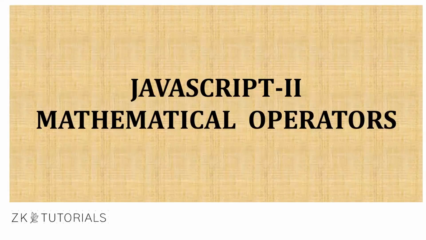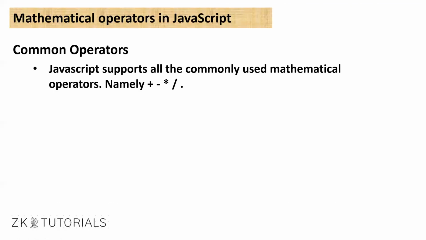Today's session is all about mathematical operators in JavaScript. So what are mathematical operators? In general mathematics, we have operators like plus, minus, divide, multiply, right? JavaScript supports all the commonly used mathematical operators, like plus, minus, multiply, and divide. The operators which you use in mathematics, the same operators JavaScript supports in its programming language. So let's look at the examples.